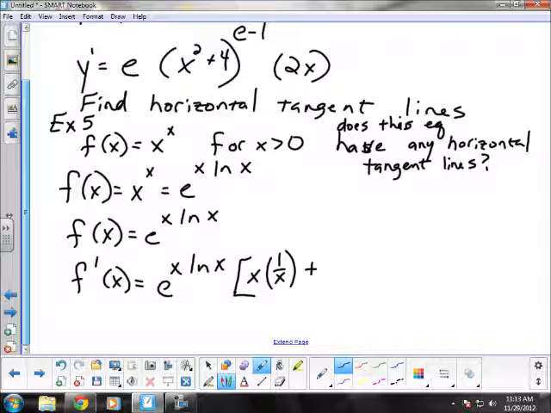Sample 5. Times the ln of x. Right, we did this, wasn't that like example B on example 1? It's like one of the first ones we've already done.